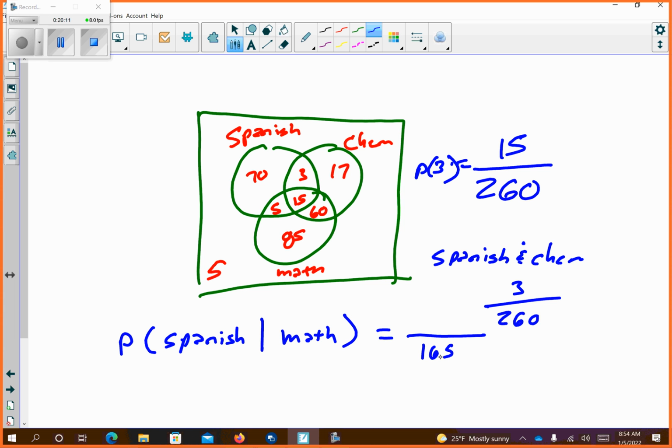Well, there's two groups we have to consider. We have these 5 that are taking Spanish and math, these 15 that are taking Spanish, math, and chemistry, but that's part of the group because they're part of the circle of that. So there's 20 out of the 165. Okay, and that's where they come to. And again, notice these are not reducing fractions, which I told you don't have to do. Again, it is very acceptable to do this.